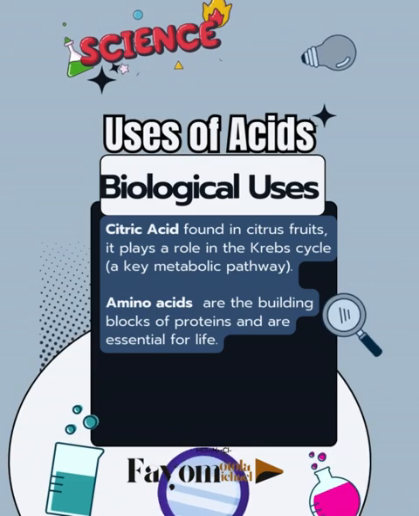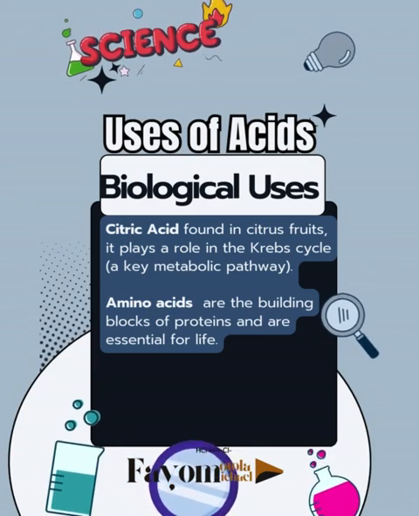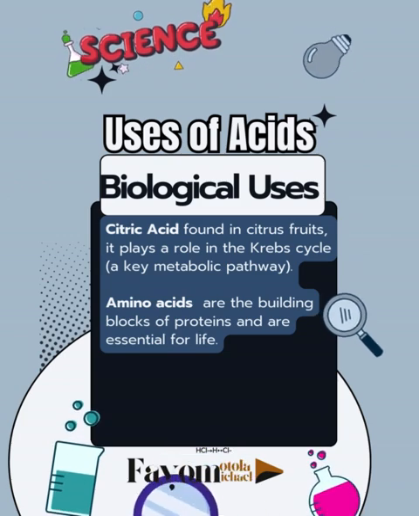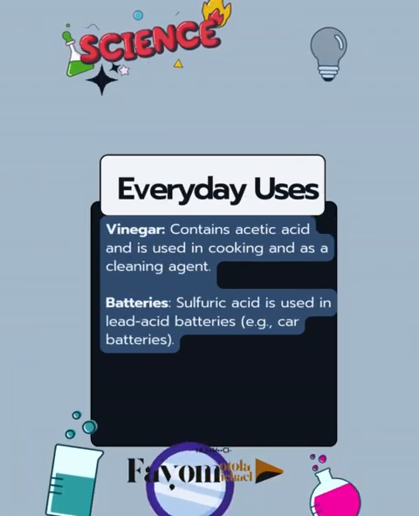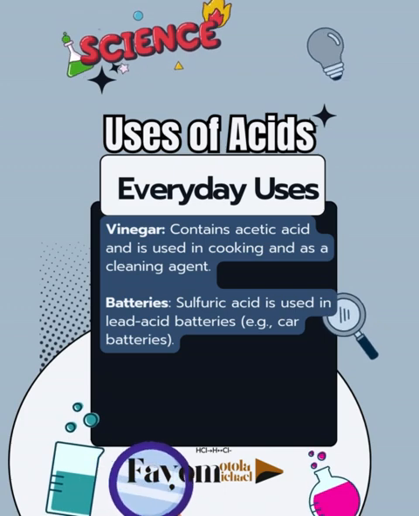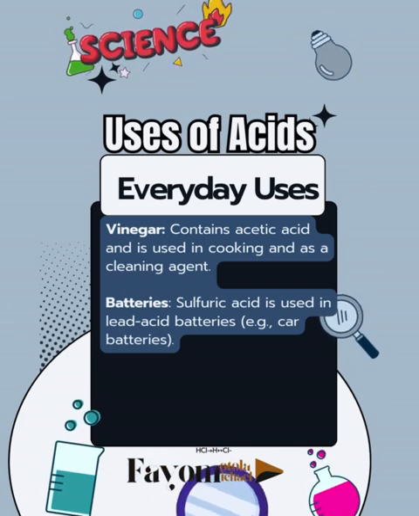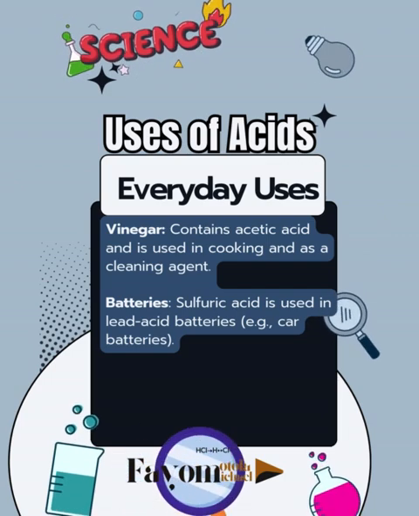They are also for biological uses, like citric acid found in citrus, which plays a role in the Krebs cycle. Amino acids, which are also the building blocks of protein, are essential for life. In everyday use, vinegar contains acetic acid and is used in cooking and as a cleaning agent. And in the case of sulfuric acid, used in lead-acid batteries.